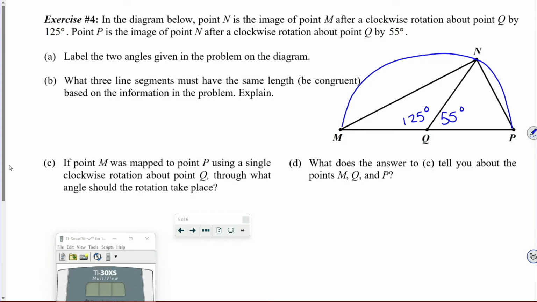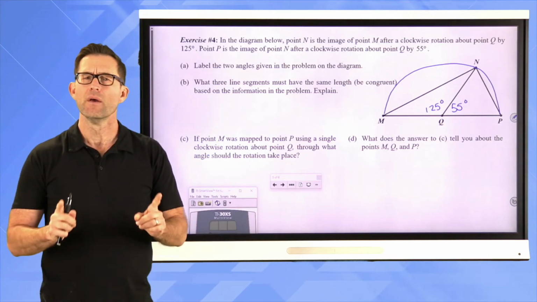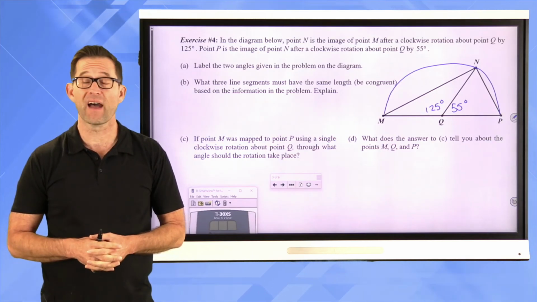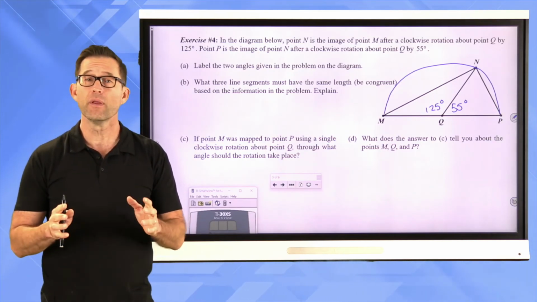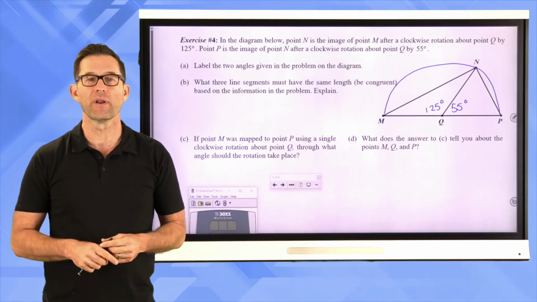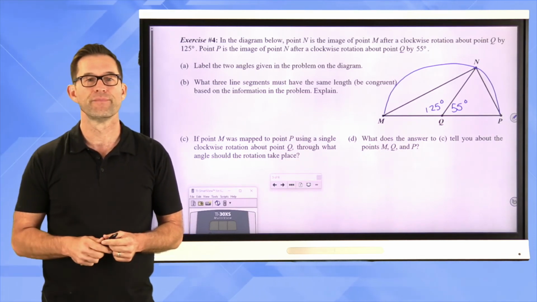What three line segments must have the same length or be congruent based on the information in the problem? Explain. All right, we'll pause the video now. Three of the line segments up there in the diagram have to have the same length. And if you've really been following along with what makes a rotation, it should be pretty obvious. Pause the video now.